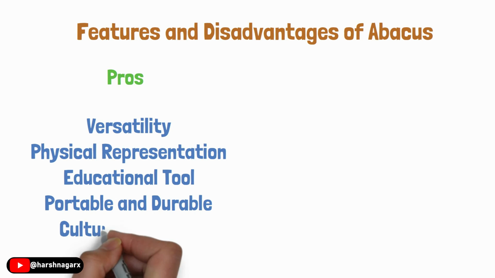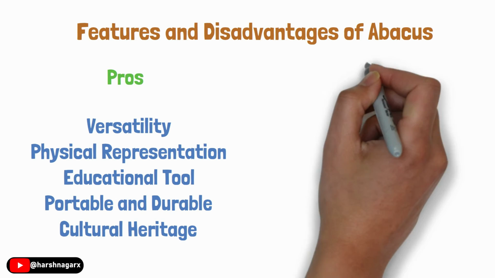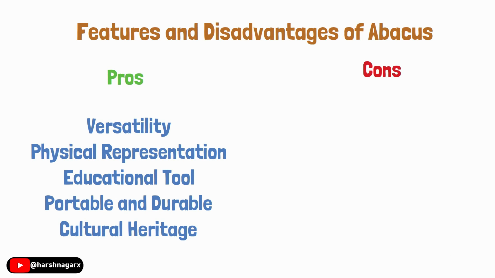And the last is cultural heritage. The abacus holds cultural significance in many societies and is considered a symbol of mathematical prowess, tradition and historical continuity. Now the cons or disadvantages of abacus.